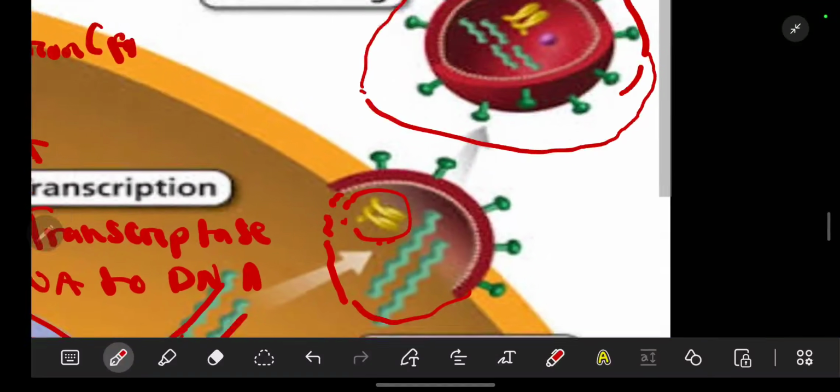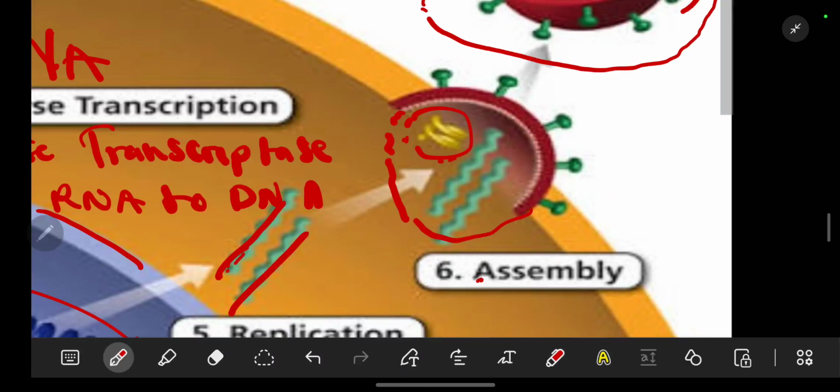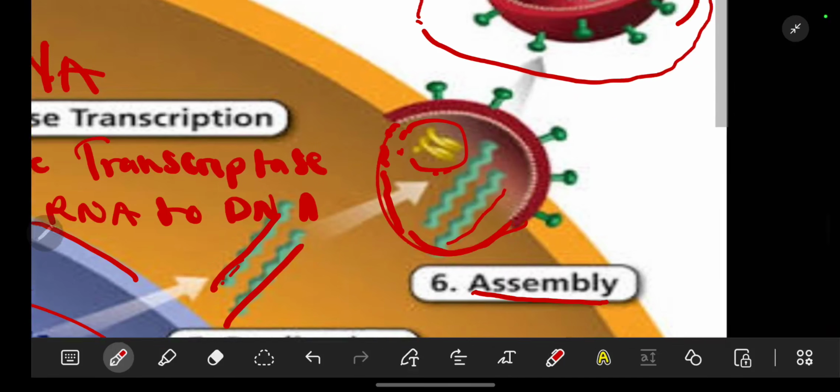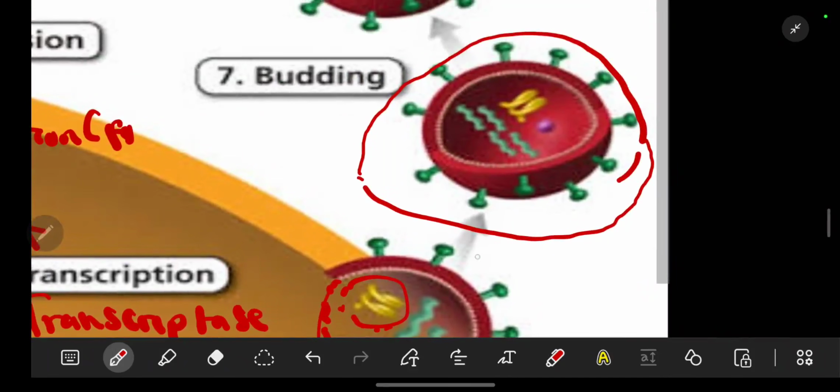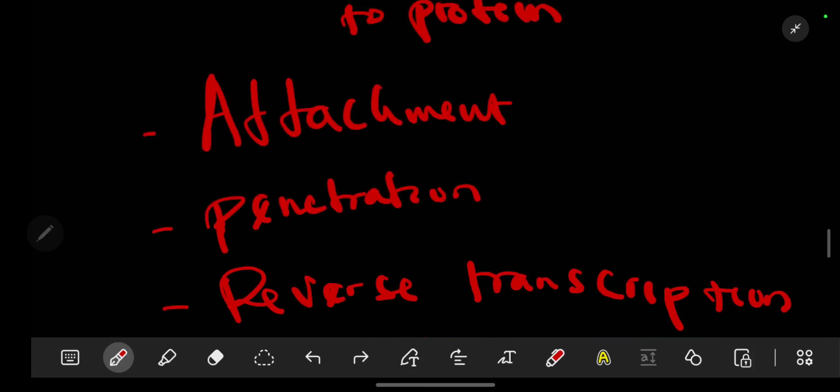Then finally we have assembly. Assembly is the process by which the viral RNA and proteins come together at the cell membrane. So when they come together at the cell membrane and everything is done, that is what we call assembly. When they assemble, they will now be able to undergo the process of release. So basically these are the steps.